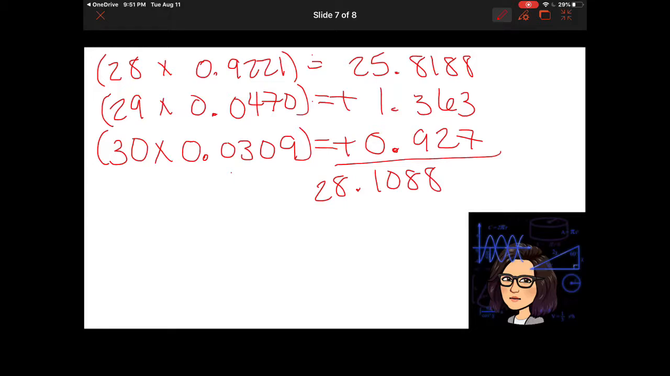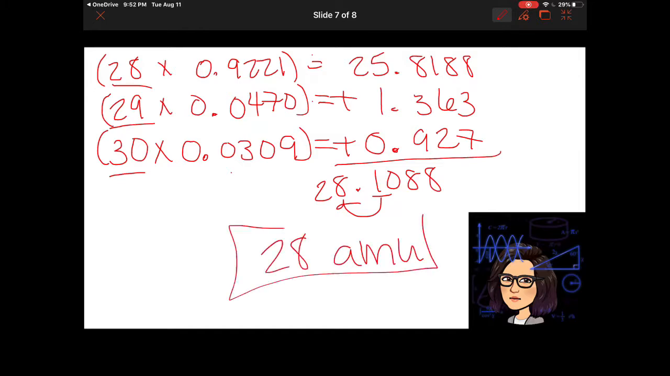28.1088. Checking for our significant figures. Here, we didn't have any decimal places. So the final answer for this is going to have no decimal places. One rounds down or stays the same, so it's going to be 28 AMU for our final answer.